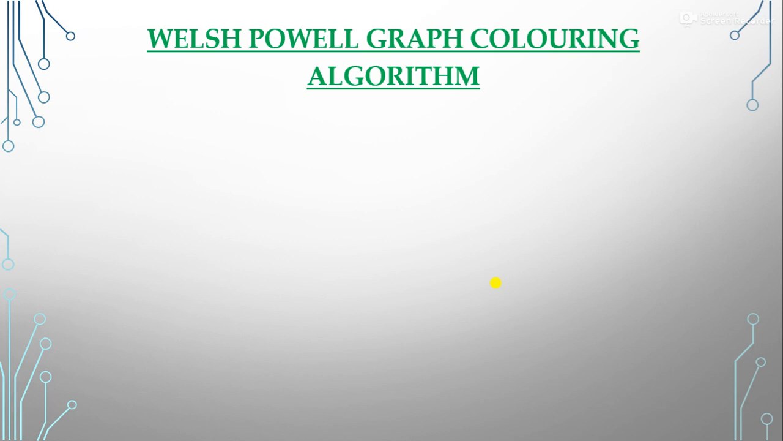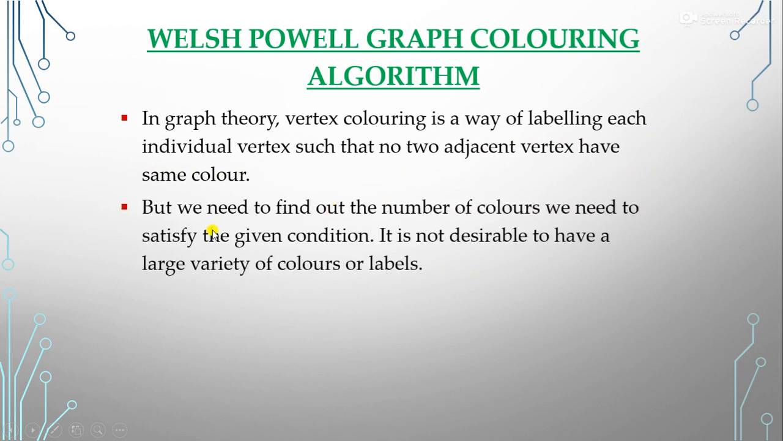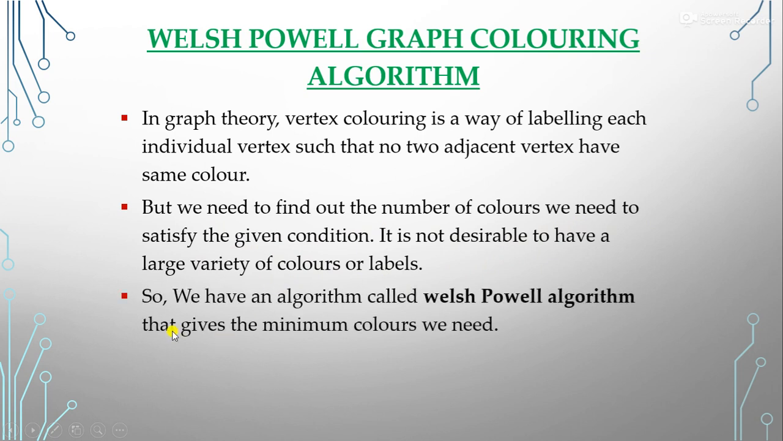So what is that? The Welsh-Powell graph coloring algorithm. In graph theory, vertex coloring is a way of labeling each individual vertex such that no two adjacent vertices have the same color. But we need to find the number of colors needed to satisfy the given condition. It is not desirable to have a large variety of colors or labels. So we have an algorithm, called the Welsh-Powell algorithm, that gives the minimum colors we need.